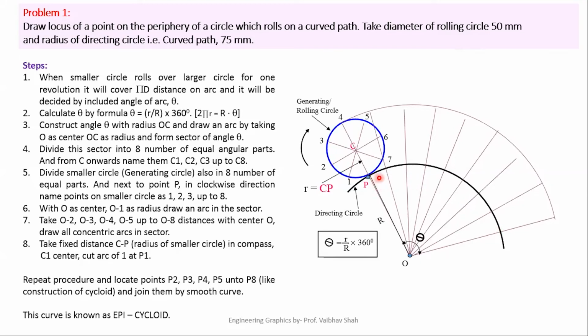Now, after dividing this portion into 8 parts, we have to take O as the center and OC as the radius, and draw a center line. So with O as the center and C as the radius, draw one circular center line. On this center line, we will now identify the centers C1, C2, C3, C4, C5, C6, C7, and C8. So now let us identify the centers on this line.